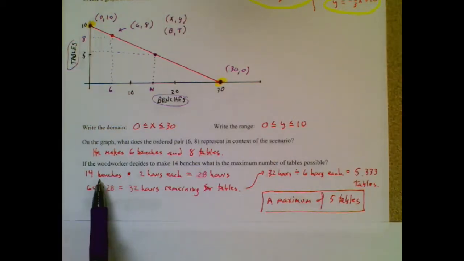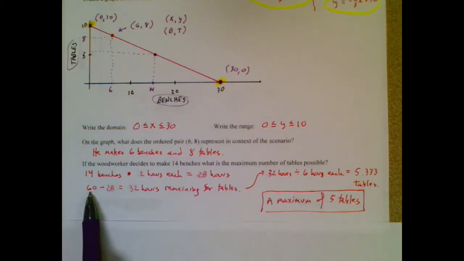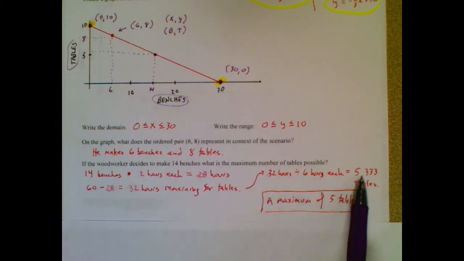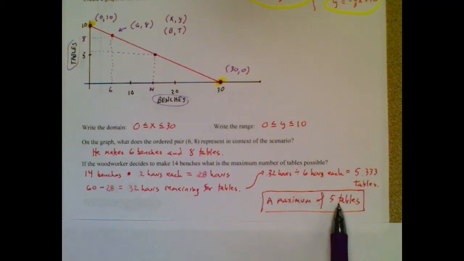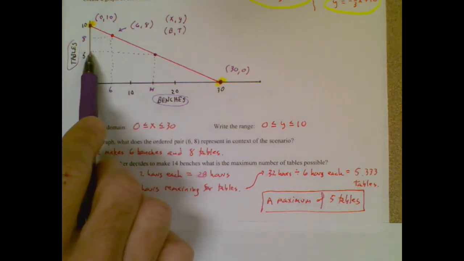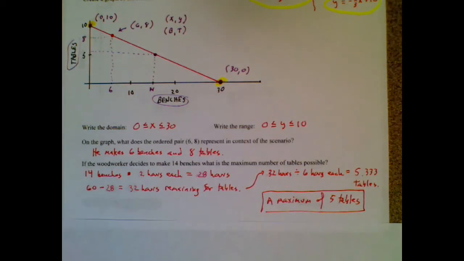And I can just say 14 benches take 2 hours each, so I use up 28 hours. Well, I have 60 hours in total, so 60 hours in total minus the 28 I used on my benches means 32 hours remaining to work on tables. Tables take 6 hours each, so 32 divided by 6 is 5.333. Nobody wants a third of a table, so I can get a maximum of 5 tables if I've already made 14 benches. So my estimate using the graph was about 6 or a little over 5, and then when I do the exact math, it's 5.